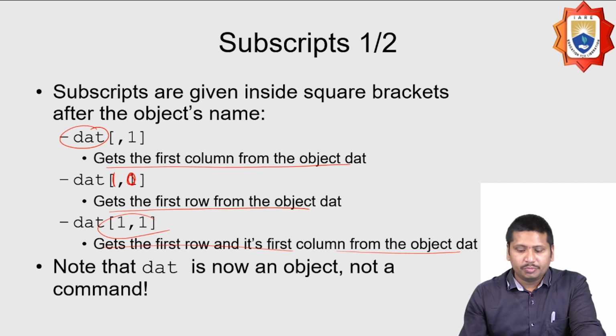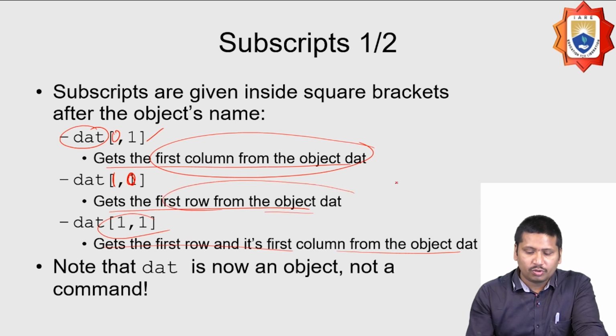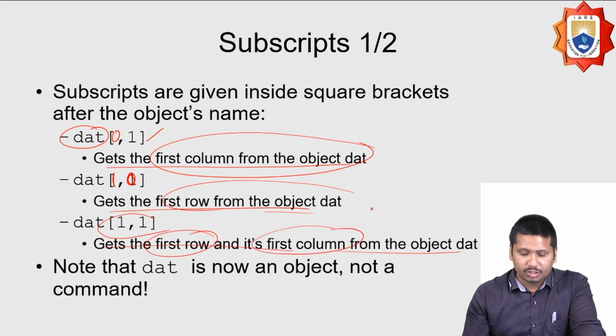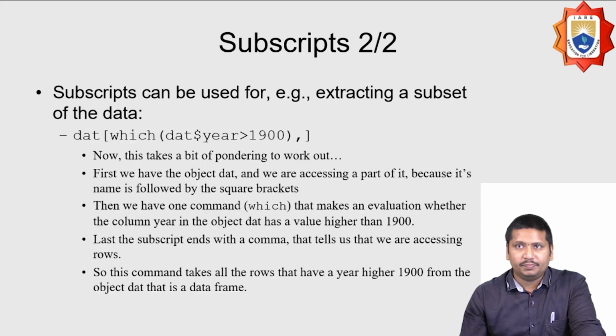Okay, so the data of any data frame should be accessed in the form of subscripts. If I specify 0 1, then it extracts the first column of the object. If I specify 1 0, it gives the first row of the object, and it can also extract the first row and first column of the object. So now the data is an object, and that is not a command.